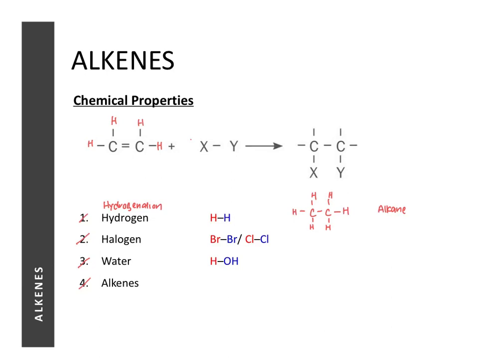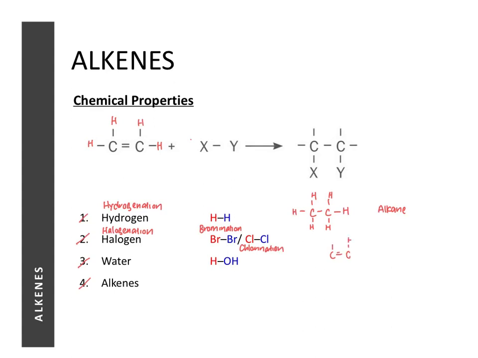Okay, next, when we add halogens to an alkene, the name is called halogenation. If we are adding bromine, it's called bromination. If we add chlorine, it's called chlorination. Now, the addition of bromine to alkene is more significant, as we will see later. So what happens when we add bromine to an alkene?